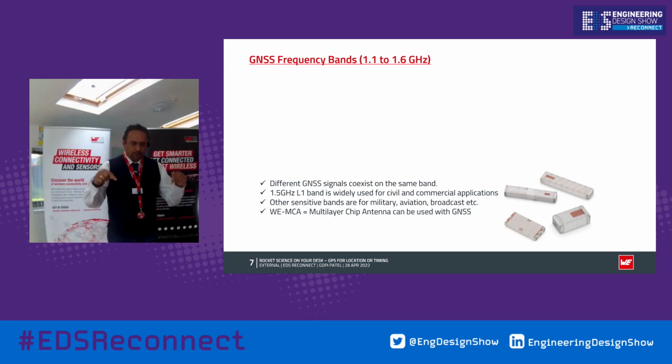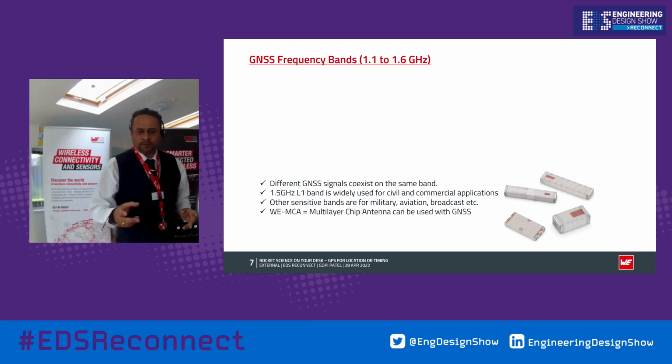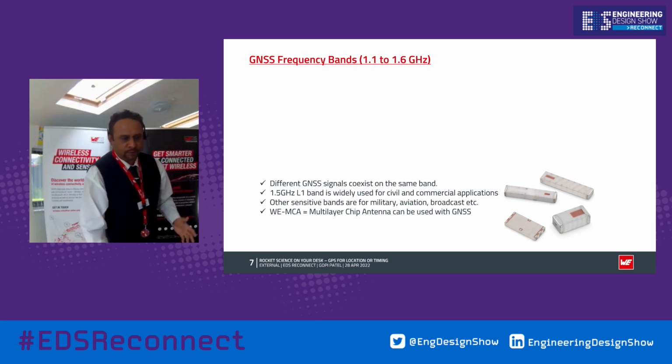The main band that we are going to talk about today is the L1 band, which is based on a 1.5 gigahertz frequency, and that is largely applicable for civil and commercial applications. Now, there are 2 ways you can get the signals in. One is an onboard active amplifier and active antenna. Another is you can use a piece of wire or ready-made antennas like this WEMCA, which is the Wurth Electronic multi-layer cheap antenna. You can use it for GNSS as well as 2.4 gigahertz radio and sub-gigahertz.